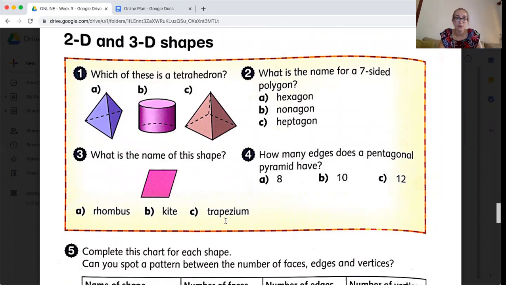Number 3, you see a shape. What is that shape? We know it's a quadrilateral because it has 4 angles. But what is the name of the shape? Circle the right answer. And how many edges does a pentagonal pyramid have? So you have to go back to the lesson about edges, faces, and vertices. We all discussed this, so it shouldn't be new to you. So you can also rewatch videos from last week or from the week before that and look in your book at Unit 10 because it's not new material.